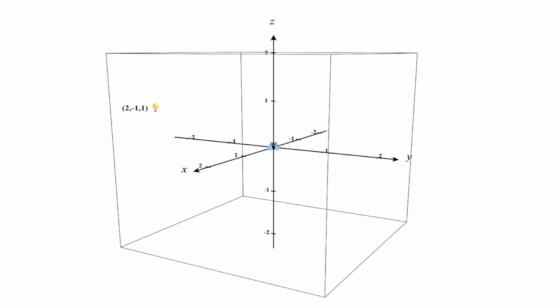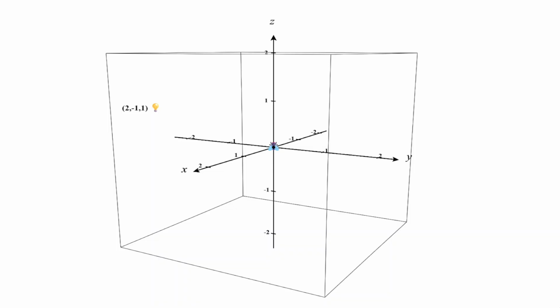Suppose a fly was living in R3 and it was sitting at the origin, the point 0, 0, 0, and it wanted to get to a light bulb that it saw, which was sitting at the point 2, -1, 1. And so the question is, can this fly get to that light bulb?